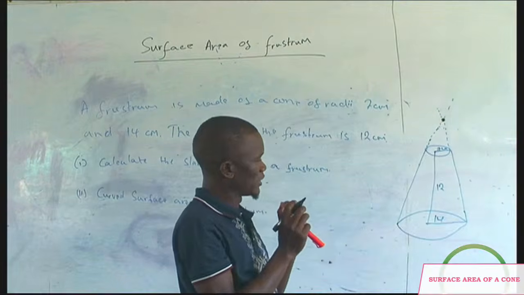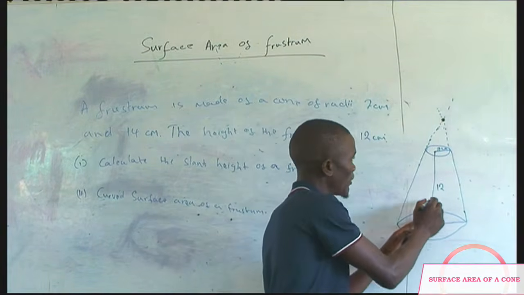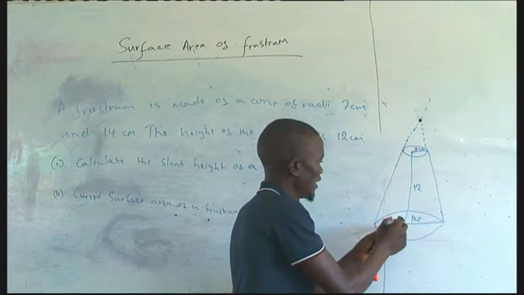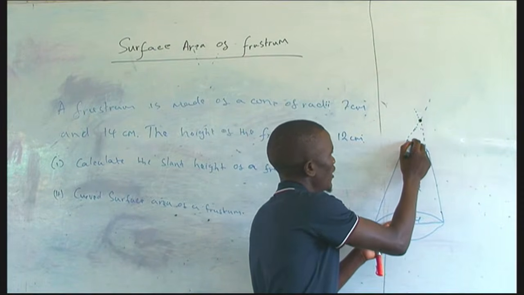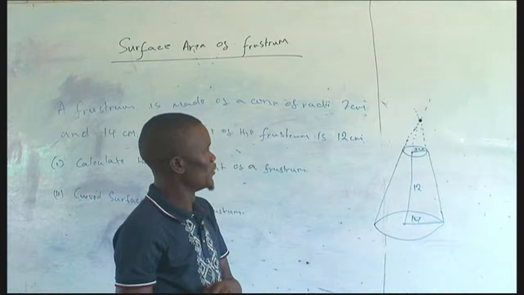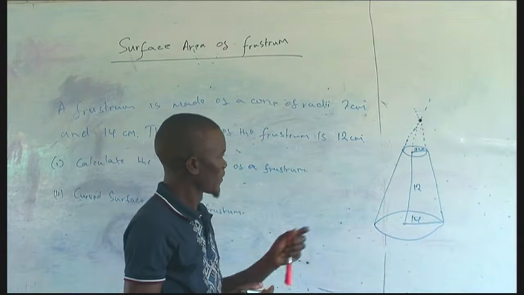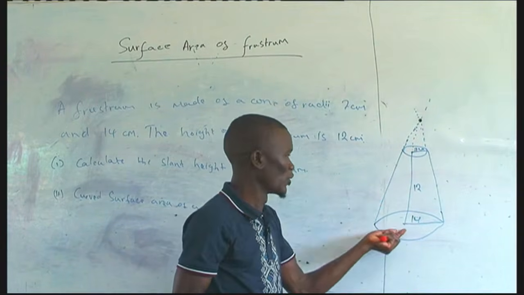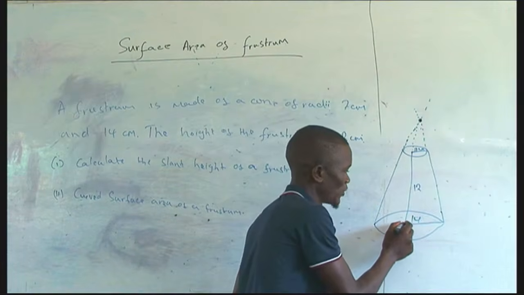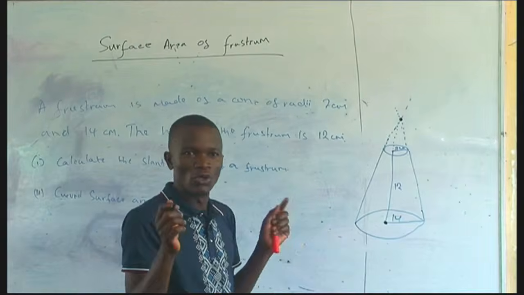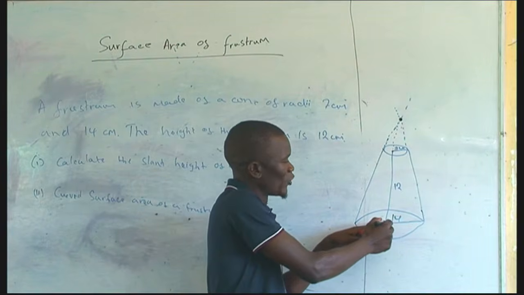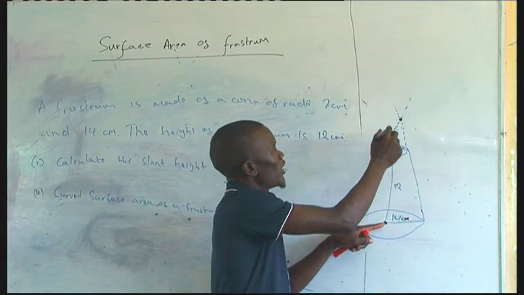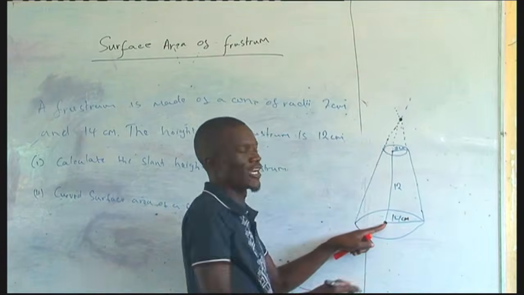As you extend the slant height, extend the perpendicular height that cuts the frustum into two halves, so that you see what you have. The height of the frustum is 12. But what about the height of the whole cone? The height of the whole cone starts from the base where you see 14 centimeters, up to the point where the two slant heights are meeting. That's the height of the cone.